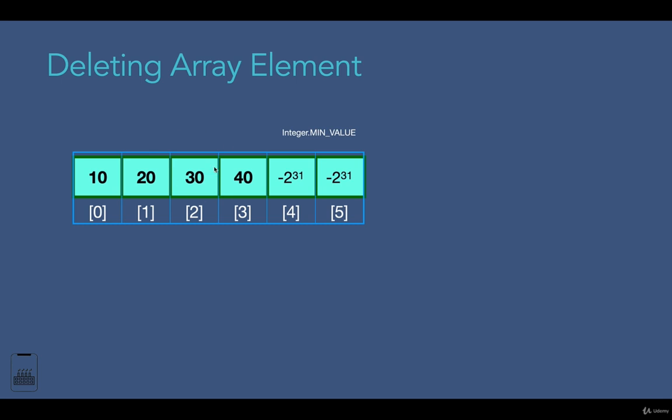For example, if we want to delete 30 from over here with the index of 2, we are going to write the array name, and within square brackets the index, then set it to -2 to the power of 31. With this, we have successfully deleted 30 from this array. Now hopefully you have understood the meaning of deleting a value from an array in Java. Now let's see how we can implement it using a Java method.